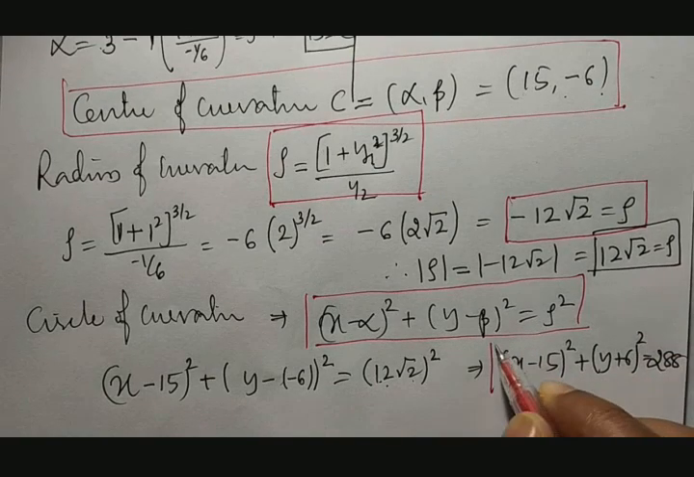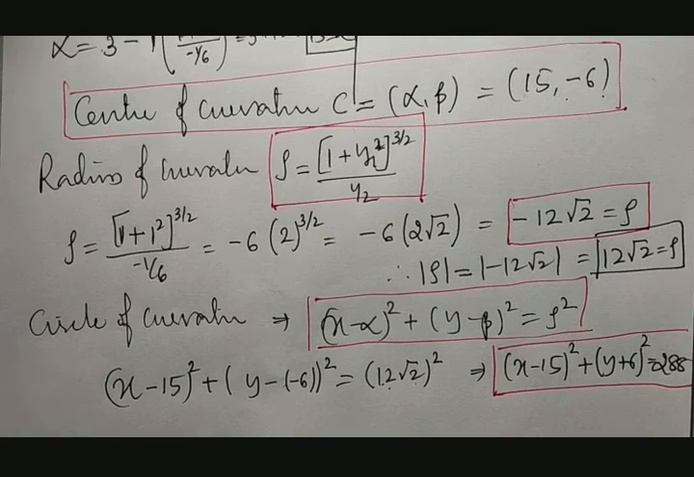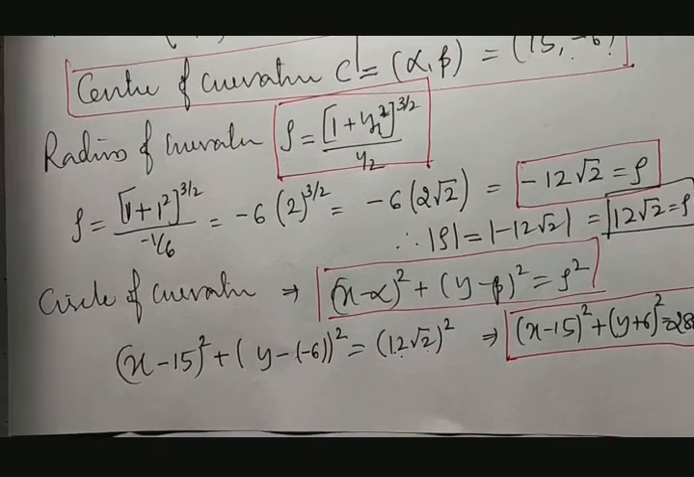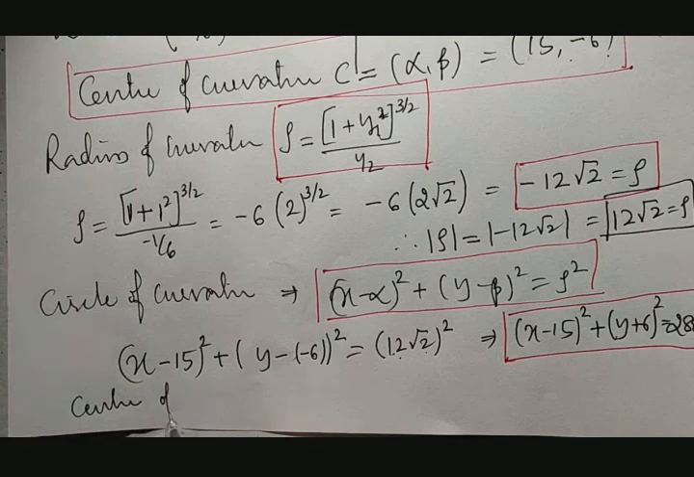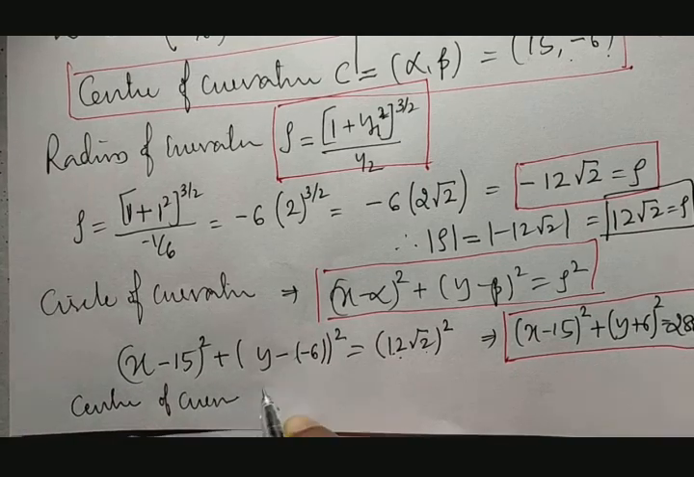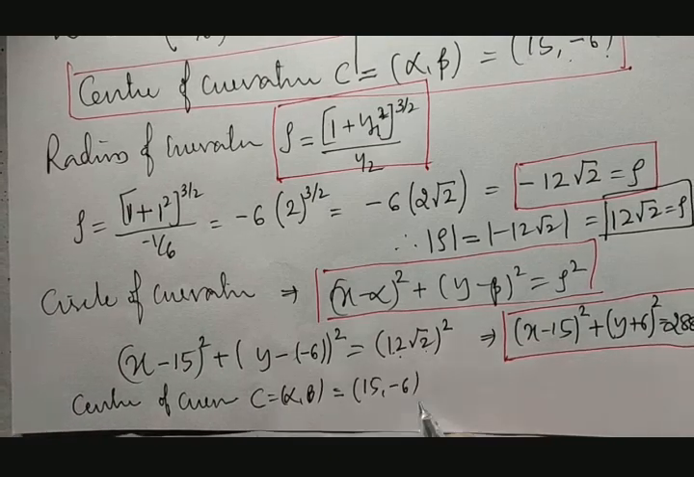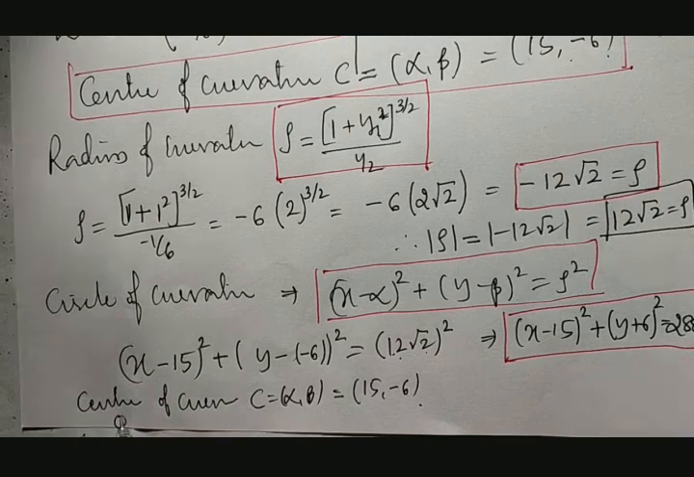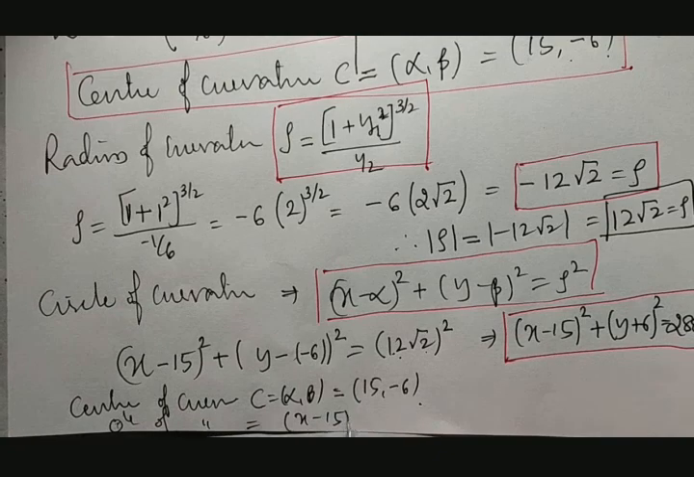So this is the circle of curvature. Clear? In this example, the center of curvature C is equal to alpha comma beta, which is nothing but 15 comma minus 6, and the circle of curvature is x minus 15 square plus y plus 6 square equal to 288.